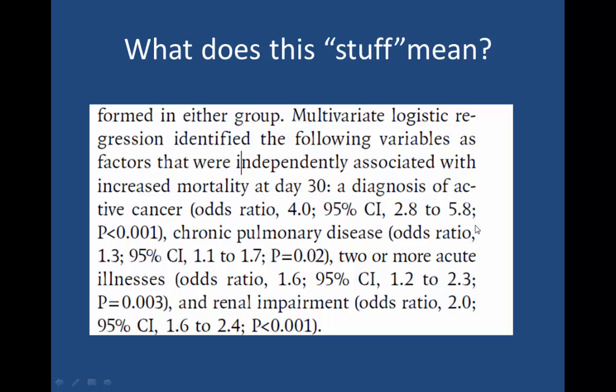So what does odds ratio mean, and what was my interpretation? It said it's the probability that an event will happen, an outcome will happen, in this case death at 30 days, after having some sort of exposure, either diagnosis of active cancer in this study, or chronic pulmonary disease, or illness. What does it mean? If you had any of these diagnoses, your chance of dying was higher than those in the control group, and that would be it.